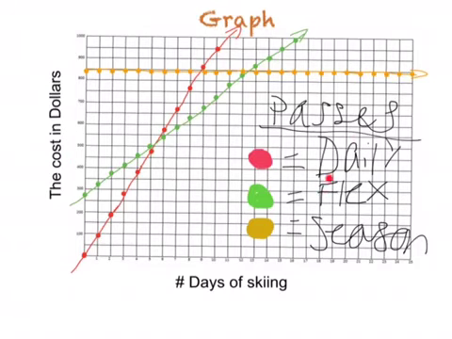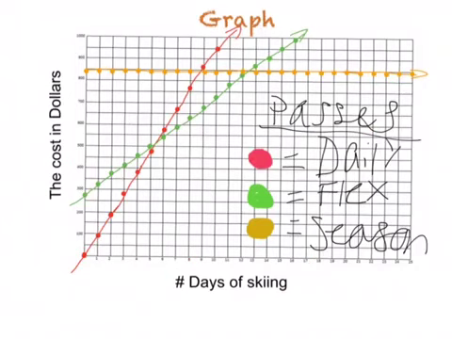So here we have the daily, flex, and season passes all graphed. Here's the daily pass, here's the flex pass, and here's the season pass. The left here is the cost in dollars, and on the bottom here is the number of days skiing.